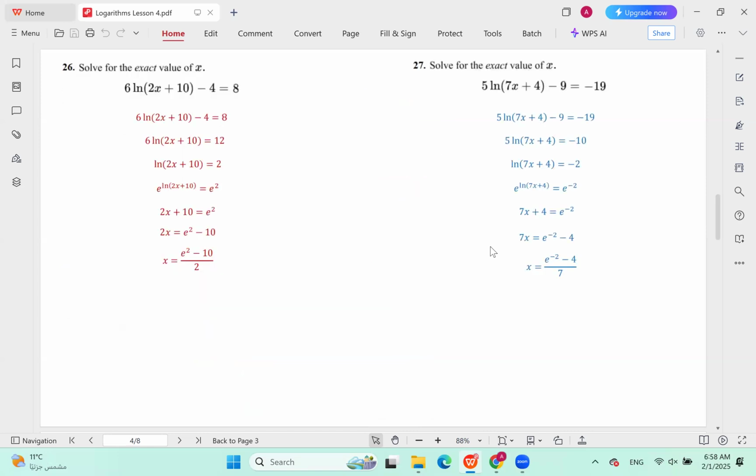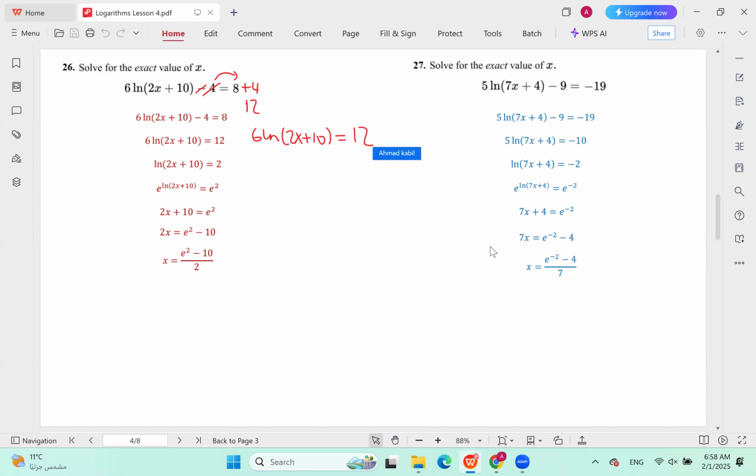So we're going to deal with natural logarithms here. We have 6 ln(2x + 10) - 4 = 8. Similar strategy, we're going to isolate the ln. So the 4 goes there with a plus, and this becomes 12. Let me write this again. We have 6 ln(2x + 10) = 12.